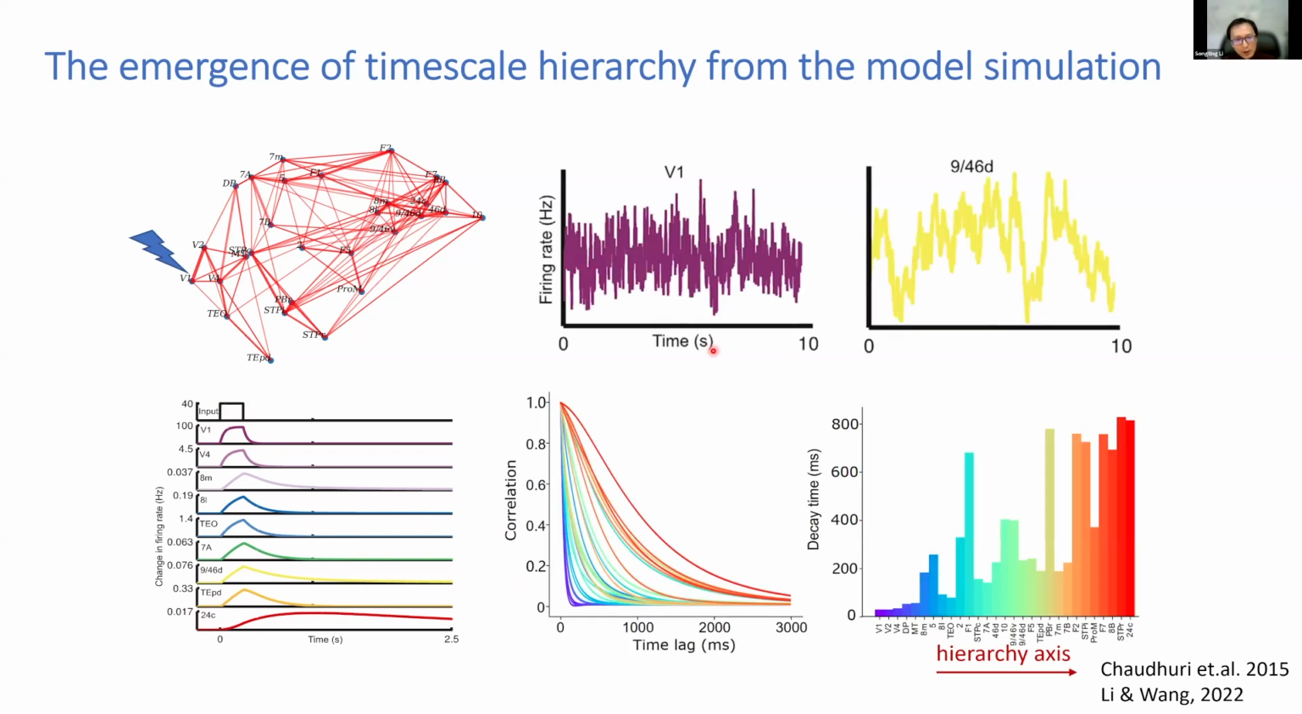And if we give a noise input, like a white noise drive to V1, we can see V1's fluctuation is very fast. But for a high order area like 9/46D, it shows slow activity. And if we compute the autocorrelation as we have done in the experiments, we can see the decay rate is very different across areas. If we arrange these areas in a hierarchical way, we can see roughly an increase of time scales here. It's not perfect, it's not strict, but there's a clear trend here.